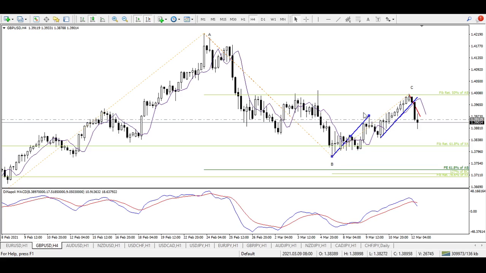So this smaller ABCD has been completed, and this can just be an ABCD retracement, and market can continue to the downside. That's why I have taken my sell position right after formation of this bearish engulfing 4-hour candle. And the closing of this candle, you can see, is 1.39119, and that is where I placed my sell position.